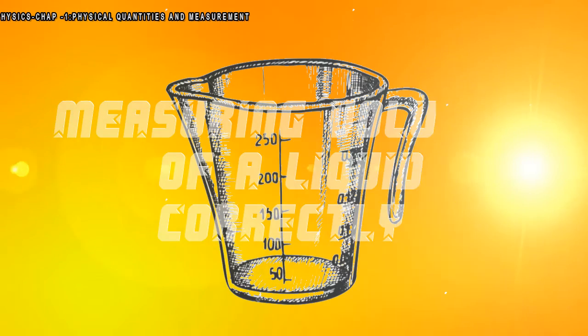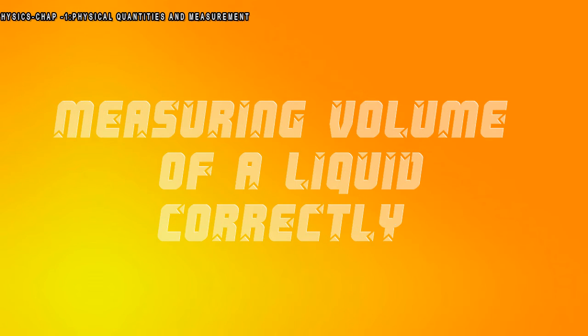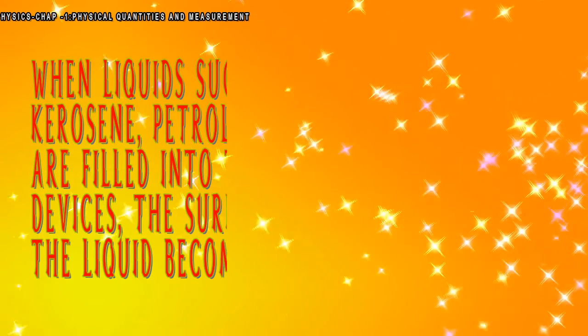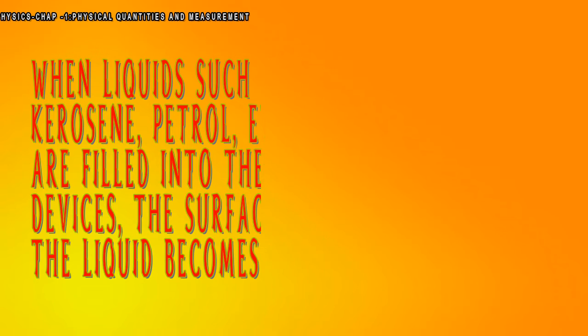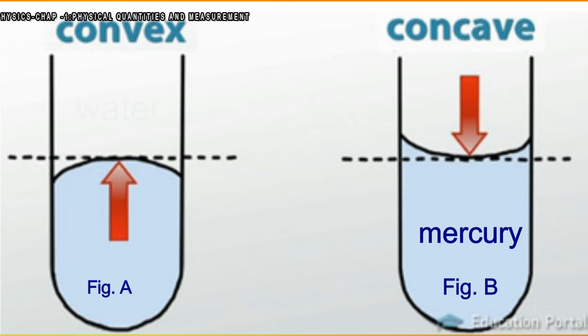Now let us see measuring volume correctly. What is the correct way of measuring a liquid? When liquids such as water, kerosene, petrol, etc. are filled into these devices, the surface of the liquid becomes curved. Let us see how to measure volume of liquids. Pour a liquid in a measuring jar.